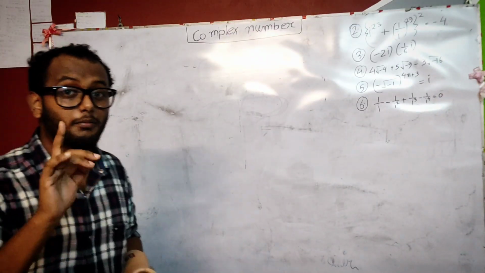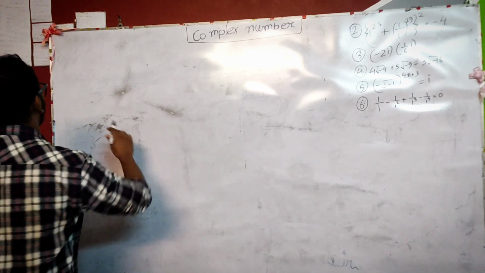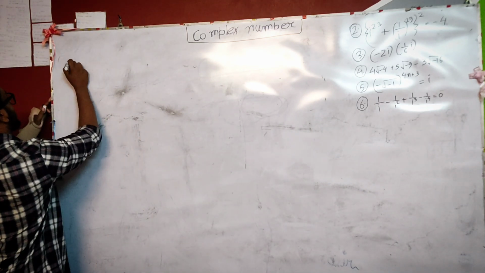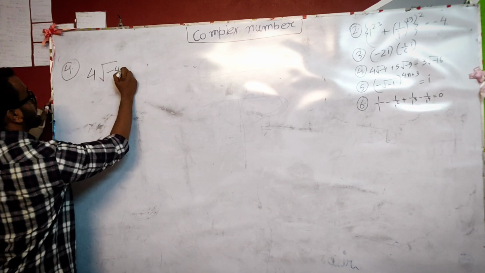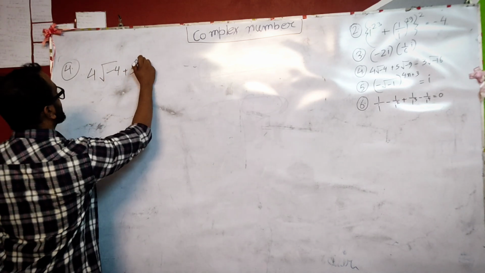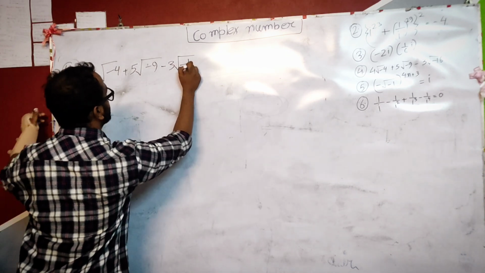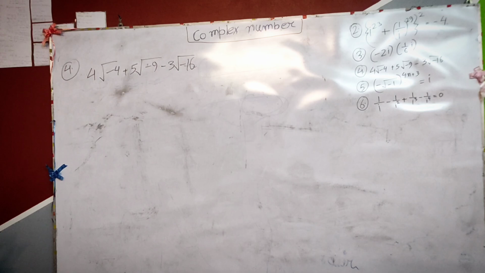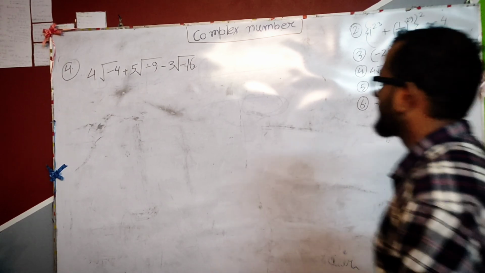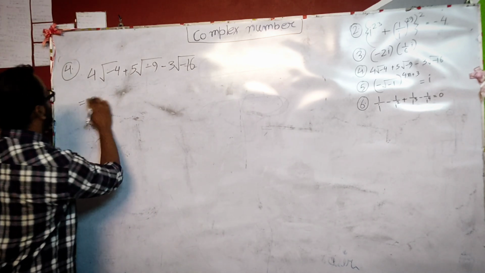This is a very special problem that I am going to write now. The question number 4. I guess this one is visible. Still, let me write this one. 4 into root over minus 4 plus 5 into root over minus 9 minus 3 into root over minus 16. Note down the question, everyone. Yes, it is easily visible. So let's try it.